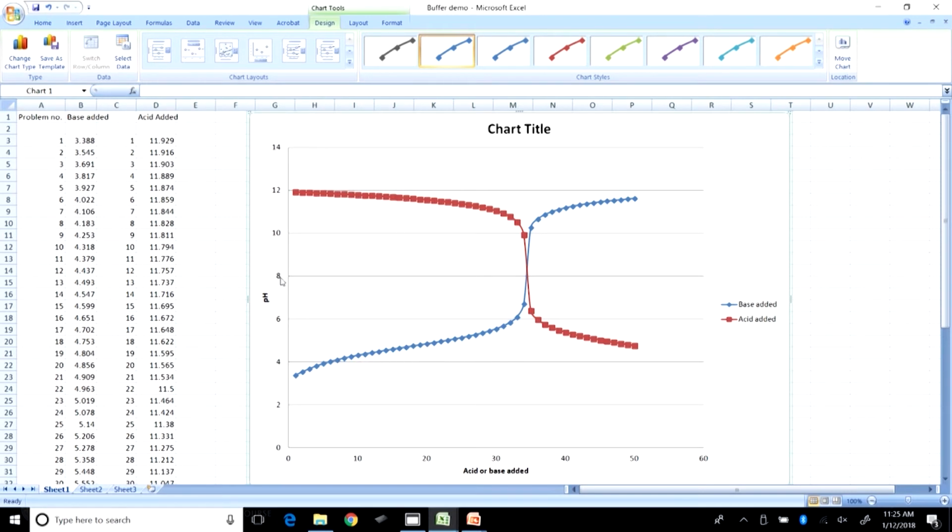So what does that mean? For a small change in pH, a large amount of acid or base is required. So the system acts as a good buffer in this particular region.